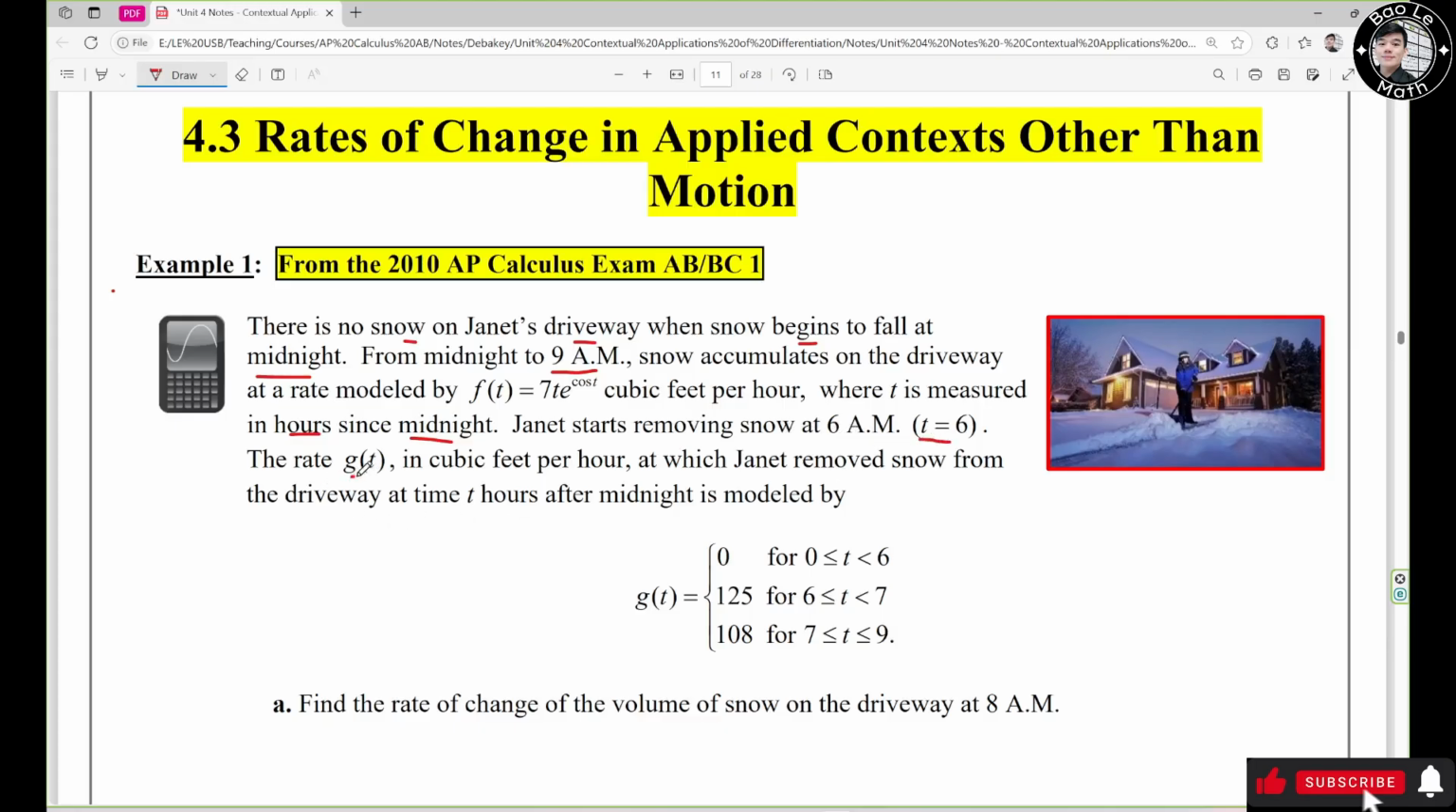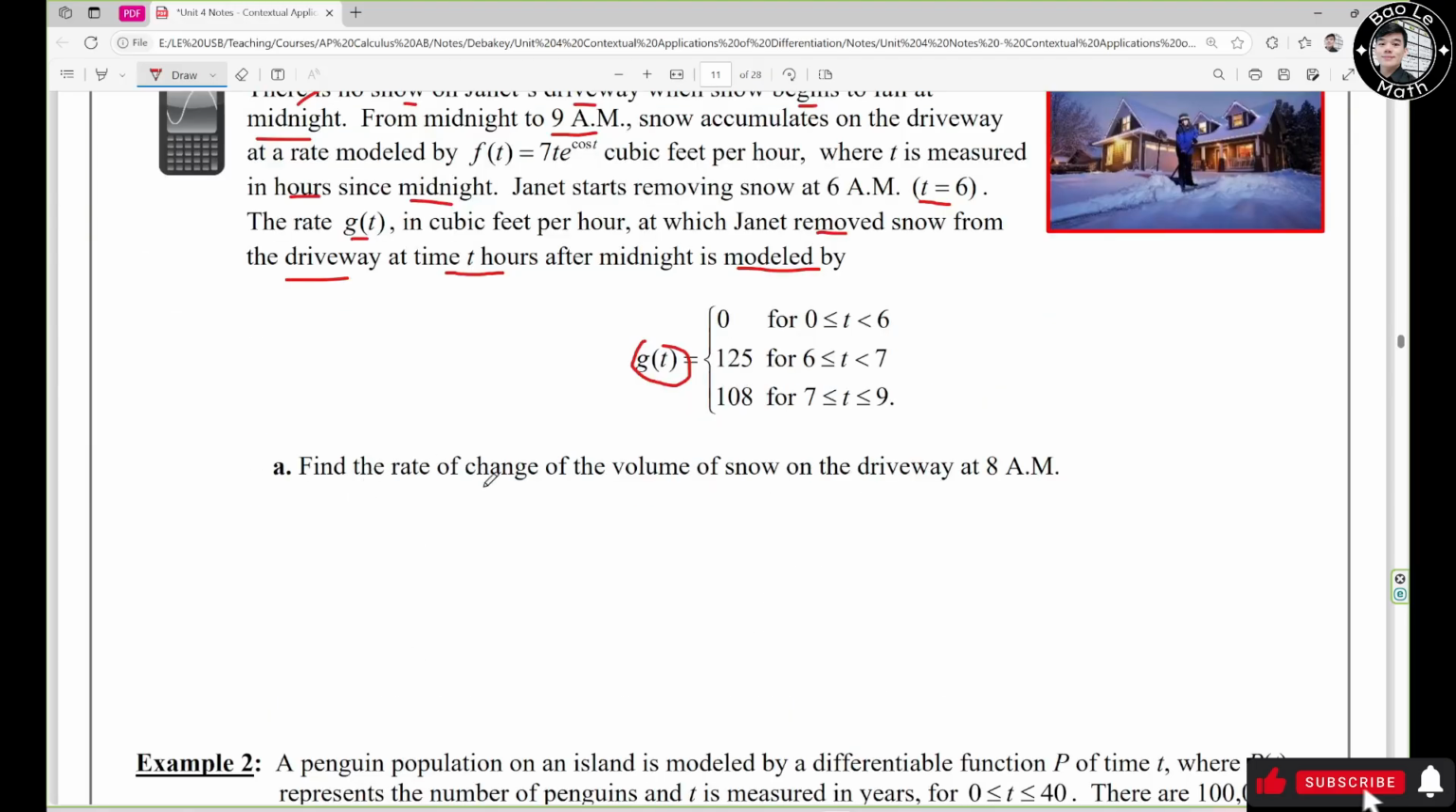The rate g(t), in cubic feet per hour, at which Jenny removes snow from the driveway at time t hours after midnight is modeled by the following piecewise function. Alright, so keep that in mind. At midnight means t equals 0. Now question A: find the rate of change of the volume of snow on the driveway at 8 a.m.